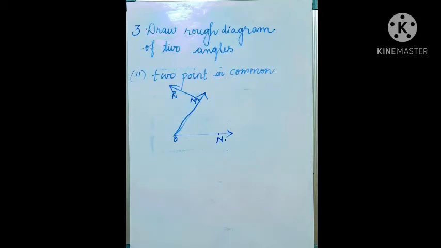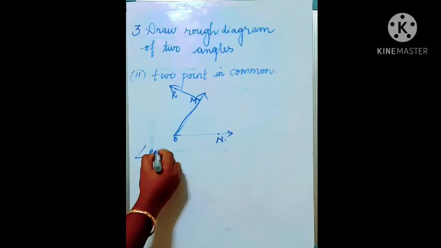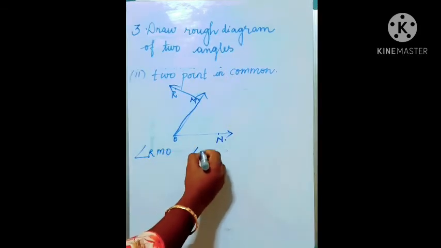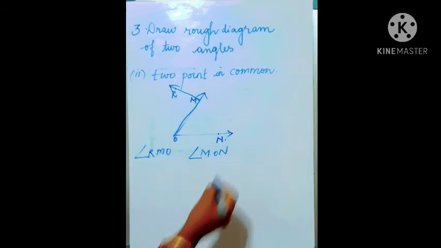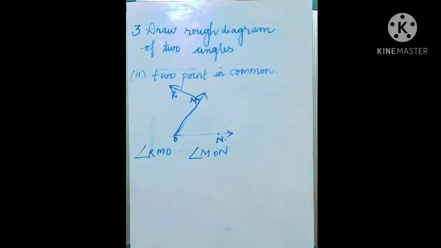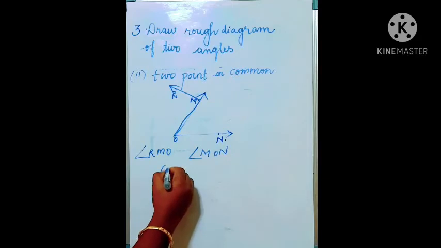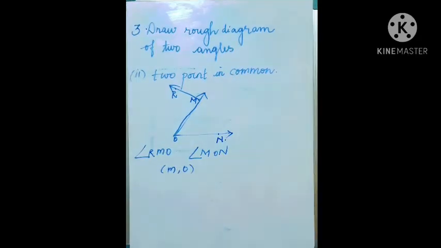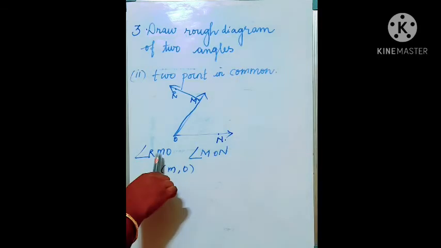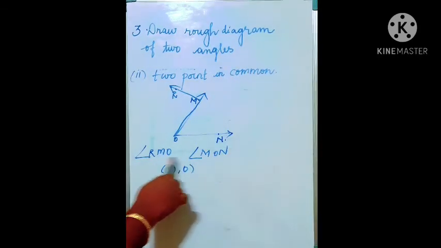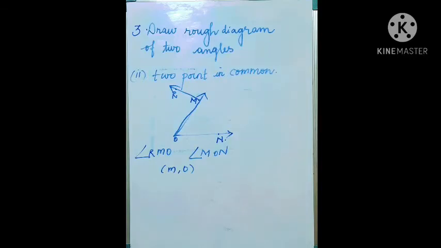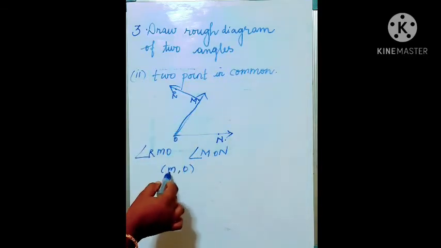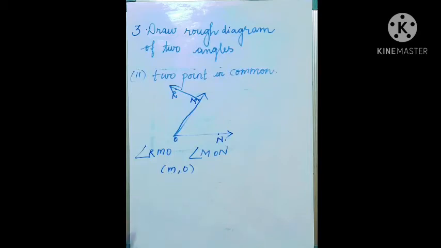Now, how will you make an angle for this? Angle RMO, angle MON. So here M and O are the 2 common points. Understand? In this angle you get M, and here also M, here O, and here also O. So the two angles are formed with 2 points in common, M and O. For this picture you have to draw 2 points like this.